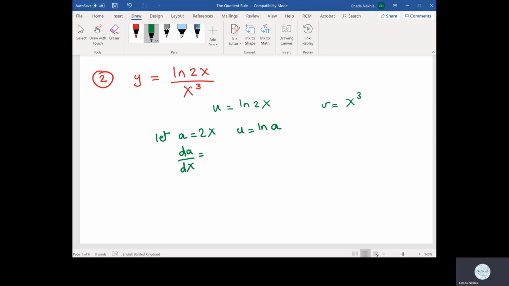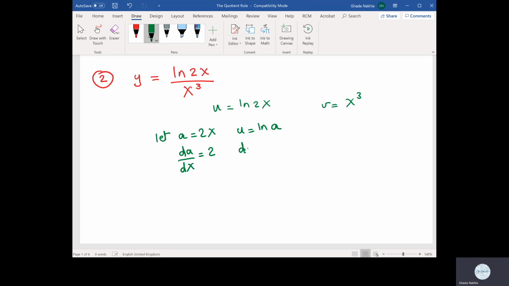And the answer is 2. You drop the power, which is 1. So 2 times 1, and then x, and then 1 minus 1 is 0. So x raised to the power of 0 is 1. Anything raised to the power of 0 is 1. So the answer of the derivative of 2x is 2.